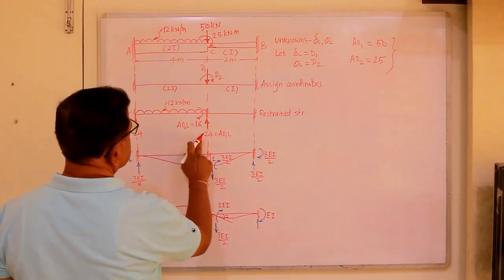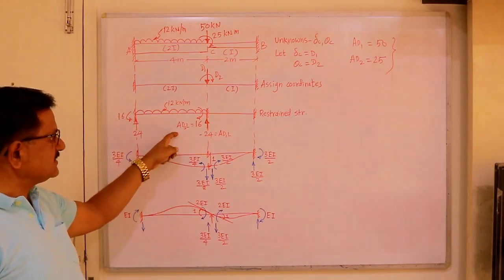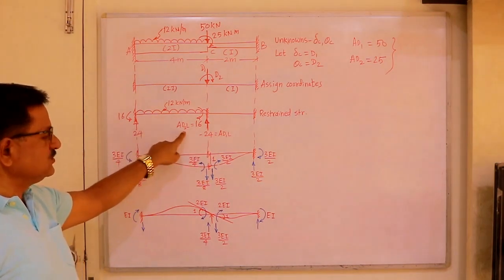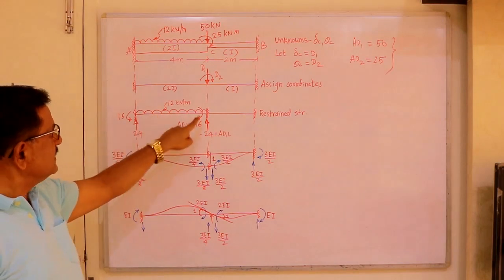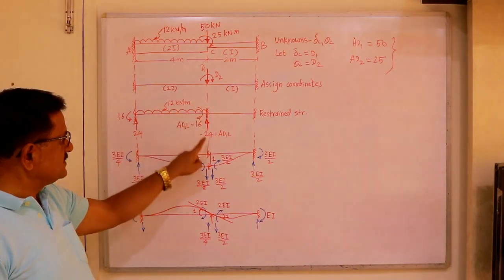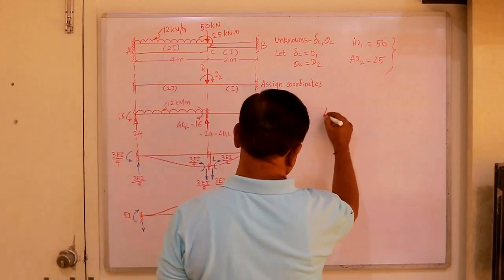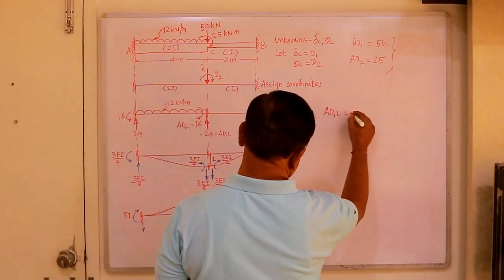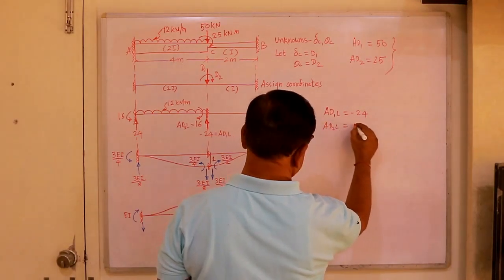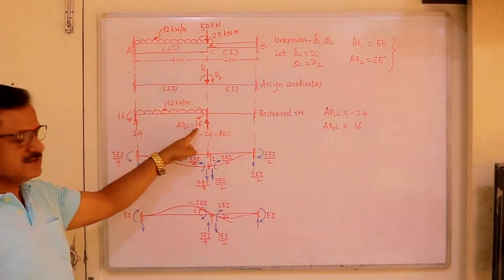Now these are the reactions. We have to calculate the action corresponding to D1 due to load, and the action corresponding to D2 due to load. Our D1 assumed is downward, and this reaction is upward, therefore negative. AD1L is minus 24, and AD2L is 16, that is plus, clockwise, since D2 is clockwise, therefore this is 16.